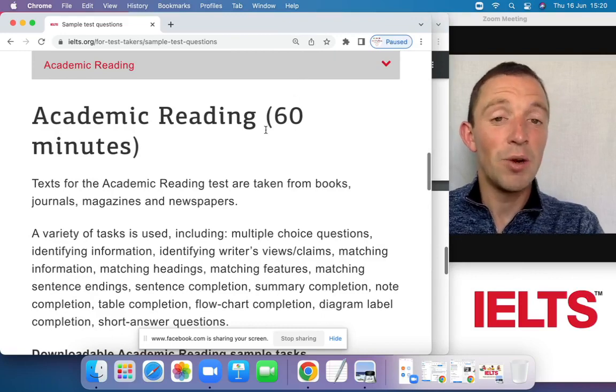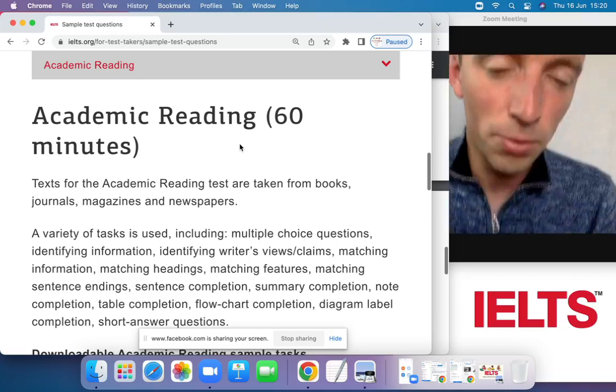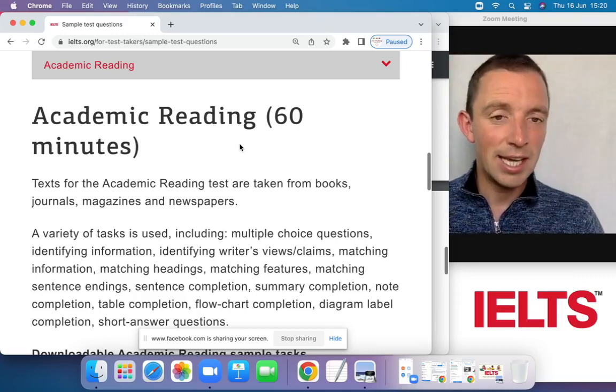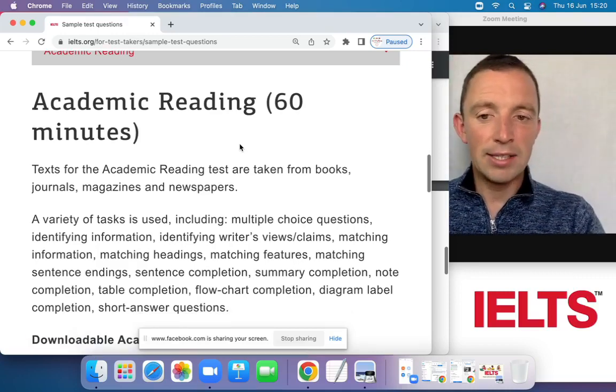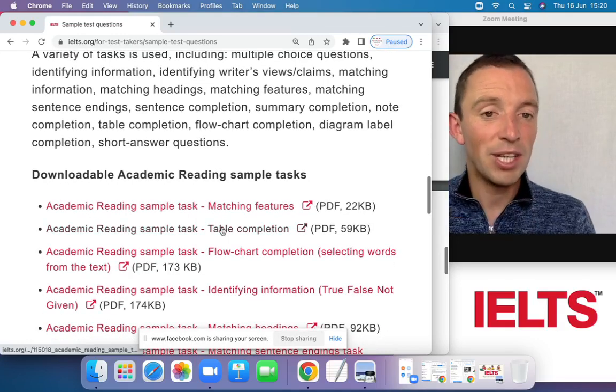This is the website I recommend for you to visit. Obviously, it's the IELTS official website, so I'm sure you probably have visited it already. And here you can see the academic reading section, and the first one was matching features.